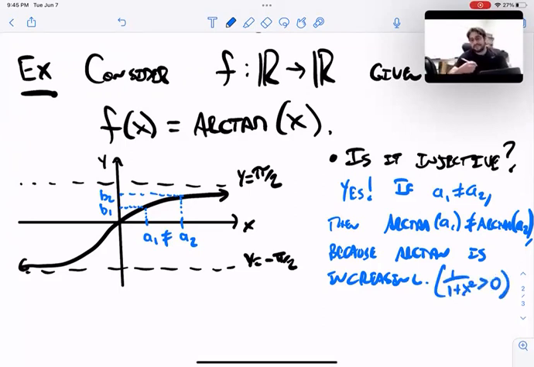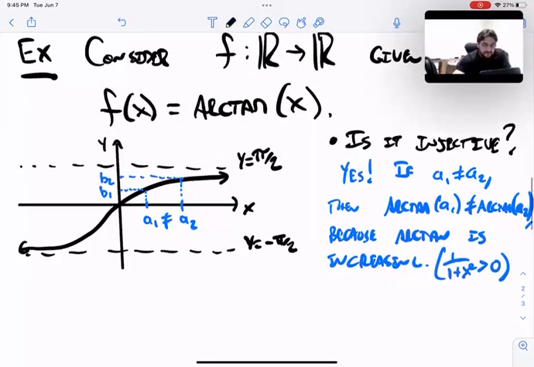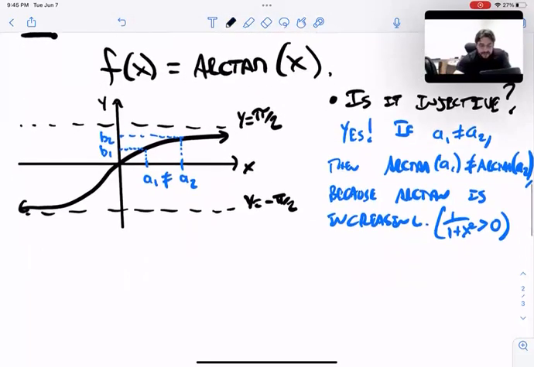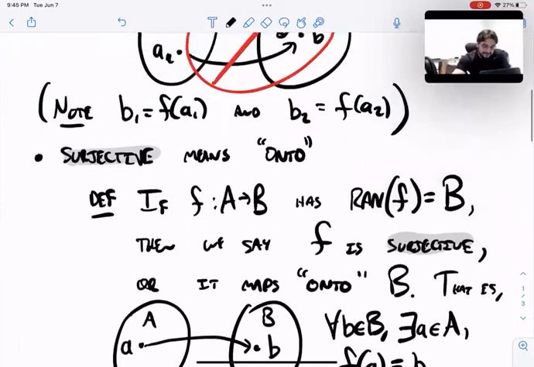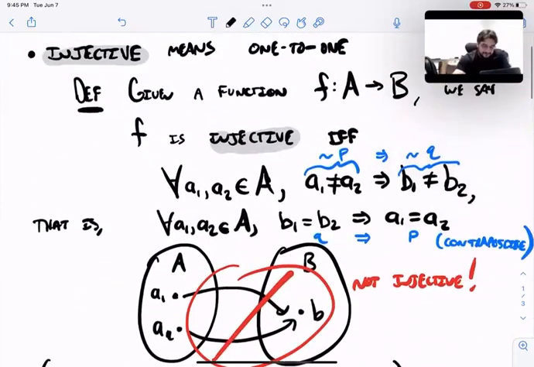1 over 1 plus x squared, no matter what x you plug in, you always get a positive number. So it always has positive derivative, right? So there's an example of an injective function. Now, another way to argue that: here I used the negated form of the injective definition, the one with the negatives in it.